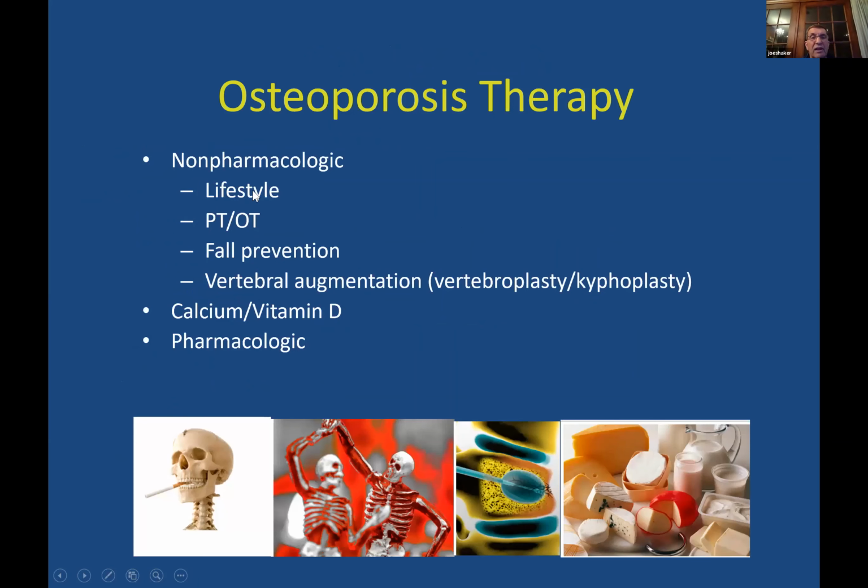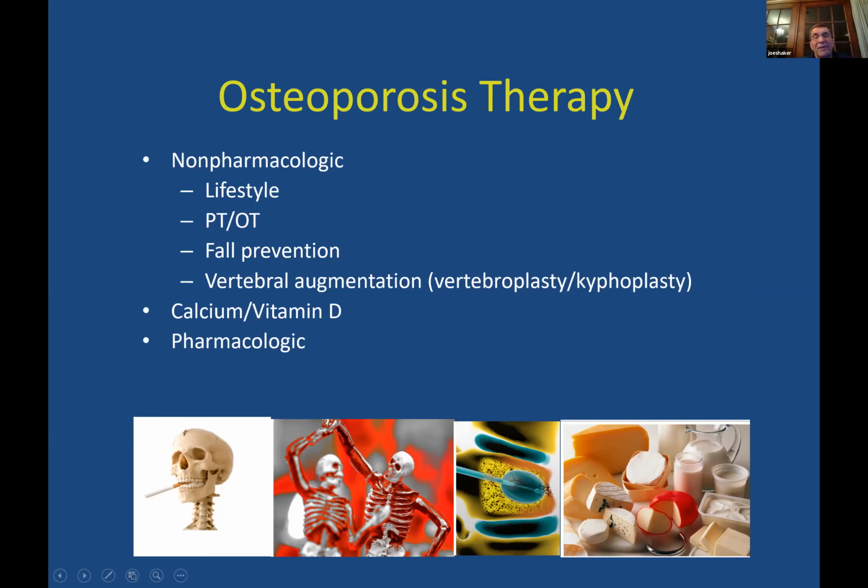So let's not forget, when we're thinking about the patient, don't smoke cigarettes, don't drink too much alcohol. In the patient who's got vertebral fractures, physical therapy and fall prevention is important. Falls are bad. In some patients, vertebral augmentation for painful vertebral fractures. I don't want to go through this controversy, but obviously there is a lot of controversy about this. Calcium, vitamin D, and drugs.